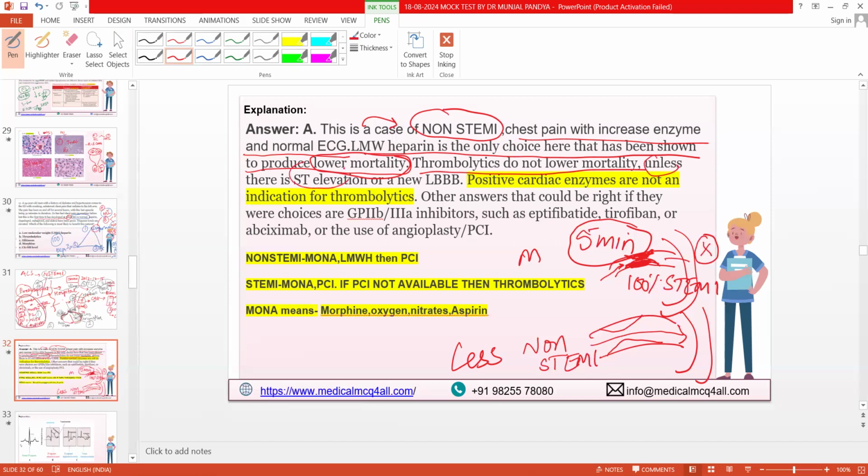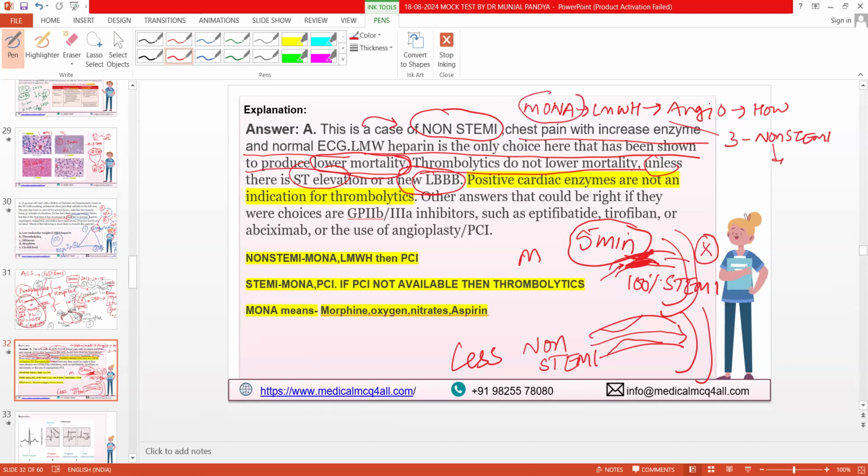Unless there is an ST elevation and new LBBB, left bundle branch block, right? So in only non-STEMI, what's your management? First is MONA: morphine, oxygen, nitrate, aspirin, and low molecular weight heparin. And once you give the low molecular weight heparin, then you do the angioplasty and try to find out how many blocks. Otherwise, if you don't do the angioplasty and solve the problem, after 3 months he presents again with a new non-STEMI. Right? So again, you treat. It's not a good idea.